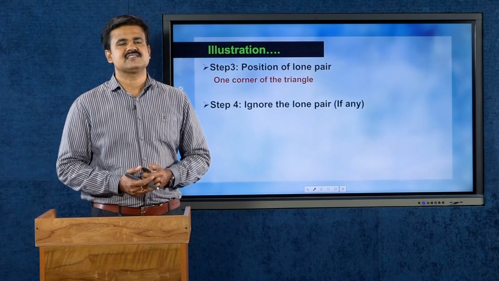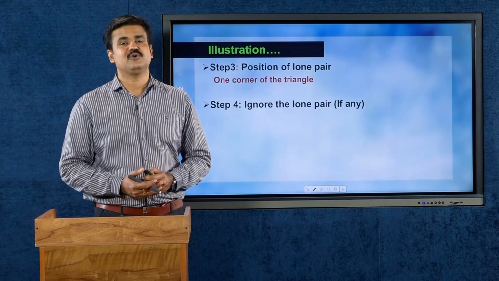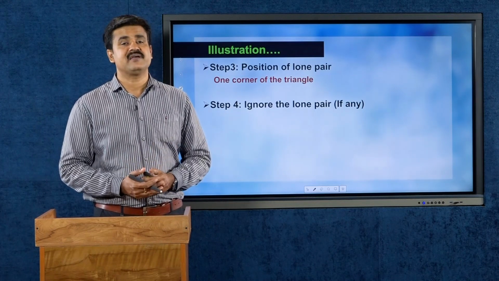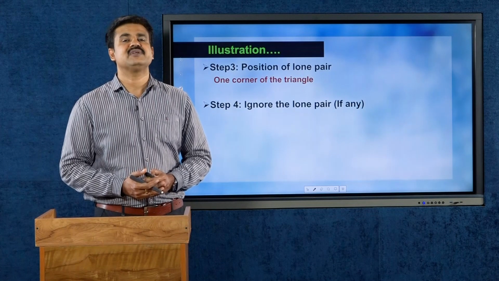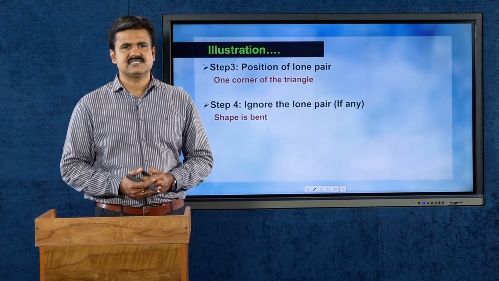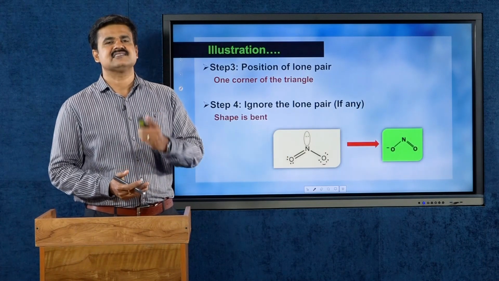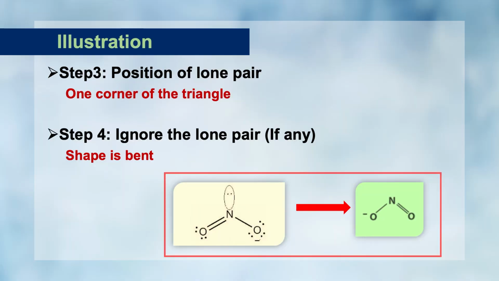And in the fourth step, you are going to ignore the lone pair, since there is one lone pair on the central atom nitrogen, to get the shape. Thus, the shape is bent as shown here. The left side represents nitrite ion with trigonal planar geometry having one position occupied by the lone pair. You are removing that lone pair to get the shape. The shape is bent shape or V shape.